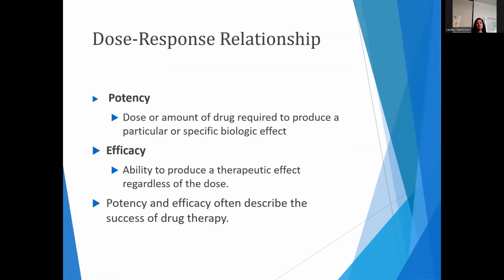Okay, a couple more, I think this is the last of the terminology slides for this one. So potency is the dose or the amount of drug that's required to produce a particular effect. So the potency of a drug, how potent is it? And then efficacy, the ability to produce a therapeutic effect regardless of the dose. So is it efficacious? Is it effective? Does it have efficacy? There's different ways to say that word, but they all mean the same thing essentially.